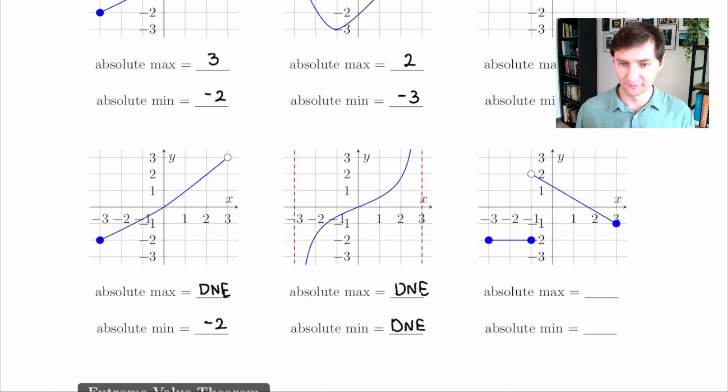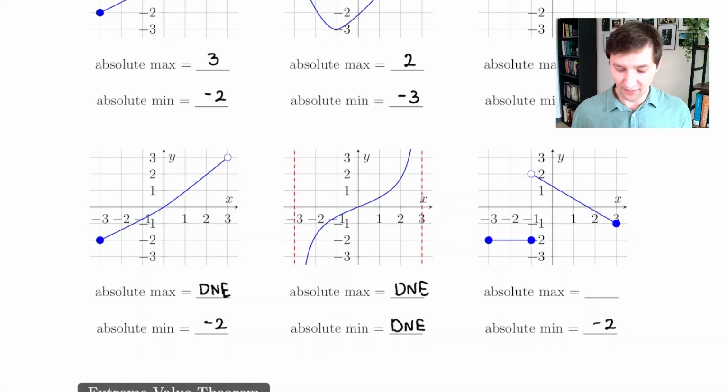In the last case, we have absolute minimum. The absolute minimum of this function is -2, and it occurs on this entire interval. The values of this function on the interval from -3 to -1 are always -2, and that's the smallest value this function takes. Absolute minimum is -2.